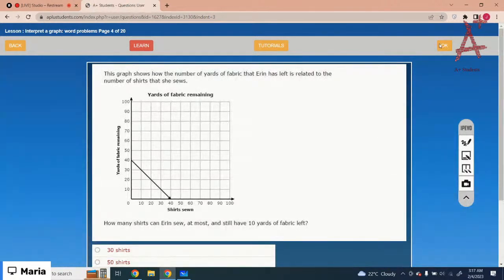Okay, the next one is this graph shows how the number of yards of fabric that Erin has left is related to the number of shirts that she sews. How many shirts can Erin sew at most and still have 10 yards of fabric left? Okay, here is the yards of fabric remaining. So 10 yards of fabric. Here is 10. Just match it to the x-axis. That means Erin can sew 30 shirts and still have 10 yards of fabric left. Got it? So the correct option is 30.